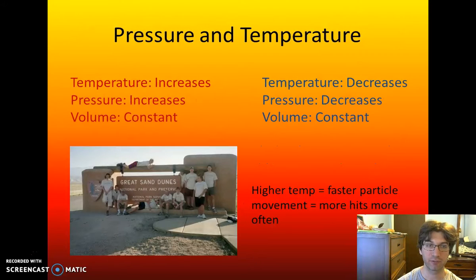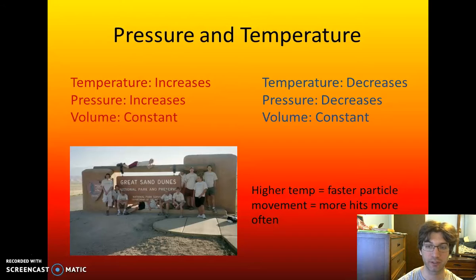Our second of three laws does not have a fancy name to it, but it relates pressure and temperature. So again, pressure and temperature are being related, which means volume, our third factor, is going to be remaining constant. So I can't change my volume. I can only increase temperature or increase pressure or decrease one or the other. With this, it is a direct relationship. So as one goes up, the other goes up.